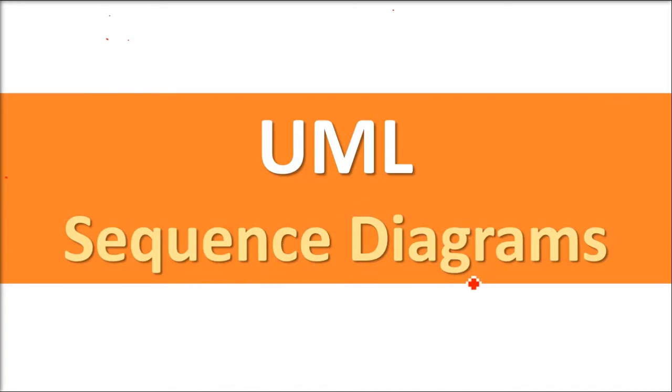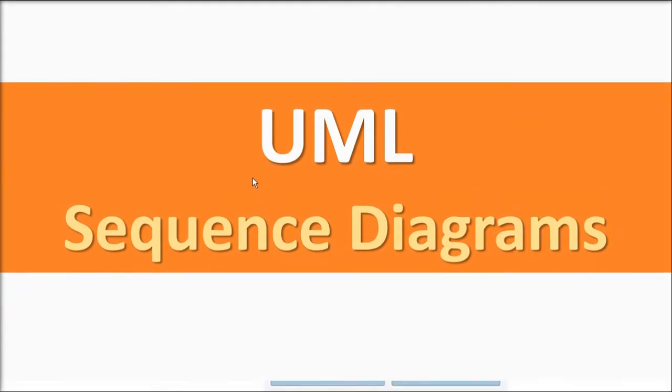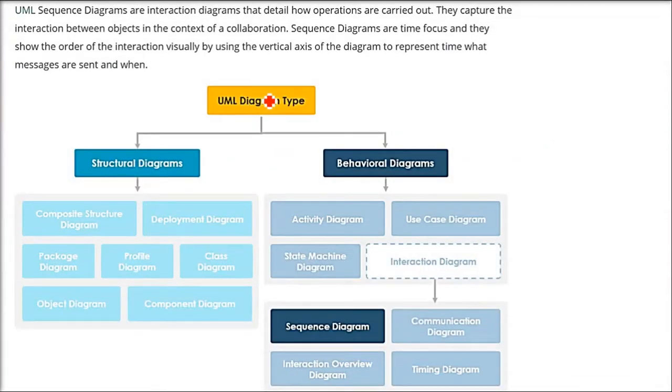In UML, we are talking about sequence diagrams. In UML, Unified Modeling Language, we have different kinds of diagram. It's not necessary that you use all of them. It depends on your application, the software you're going to make, or the business modeling you're going to make.